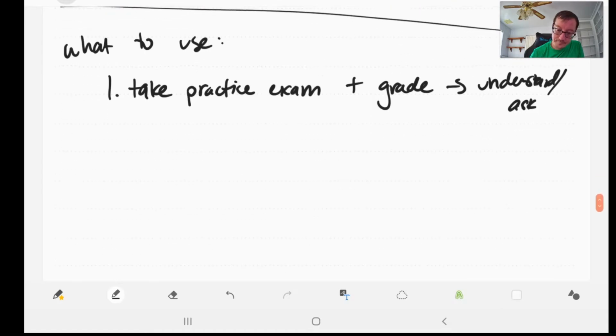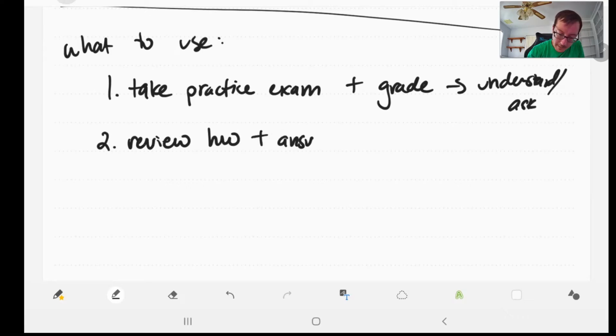Okay, so then I would take a look at your homework and answer keys for those. That would be the next step: making sure, did I understand every question I did? Did I get everything correct on the homework when I look at the answer keys? If I got something wrong, do I understand why I got it wrong? That would again be the next step.